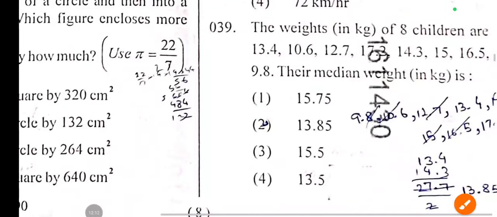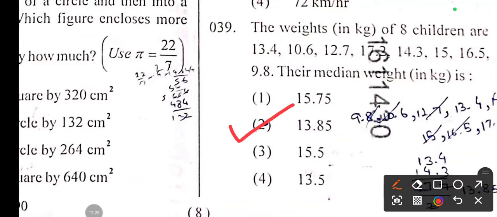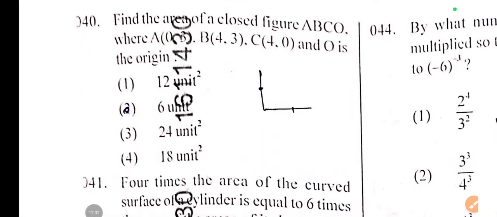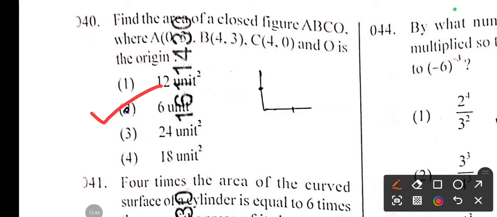Question number 39. The weights in kg of 8 children are 13.4, 10.6, 12.7, 17.3, 14.3, 15, 16.5 and 9.8. Their median weight in kg is option 2, 13.85. Question number 40. Find the area of the closed figure ABCO where A is (0, 3), B (4, 3), C (4, 0) and O is the origin. Option 2, 6 unit.